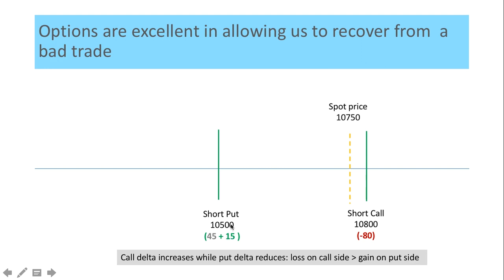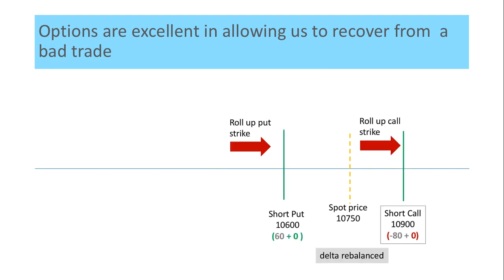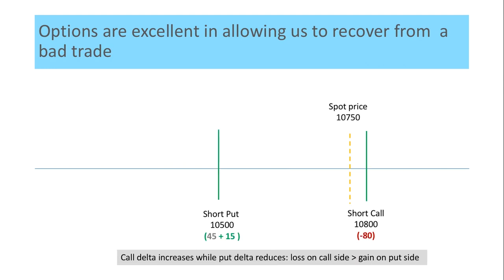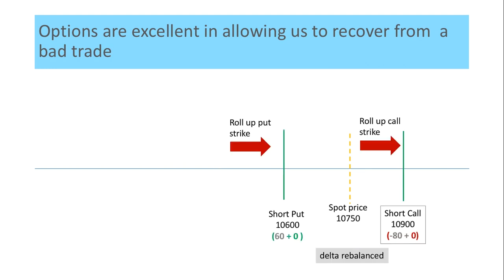So to restore the delta balance here, what we can do is push up the strike price of put even further and bring it to 10,600. And we can roll up the short call strike price as well and push it a little further away from the spot price. So we move our short call strike from 10,800 to 10,900 and put from 10,500 to 10,600. So we have pocketed a total premium of 60 bucks on the put side.